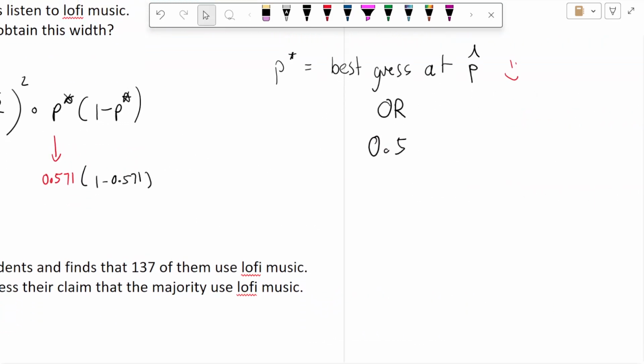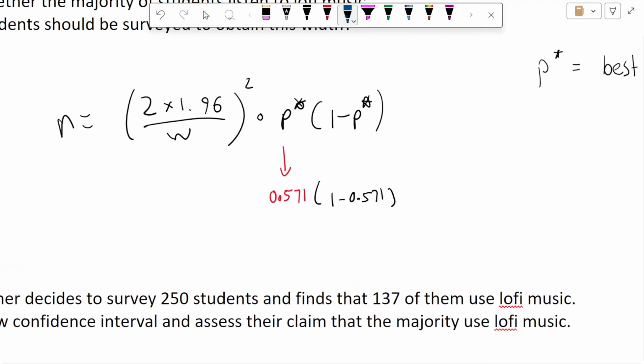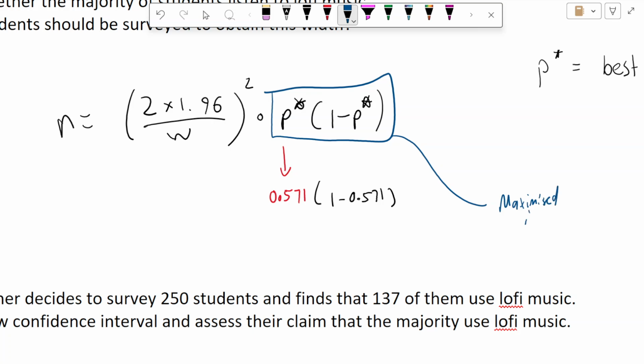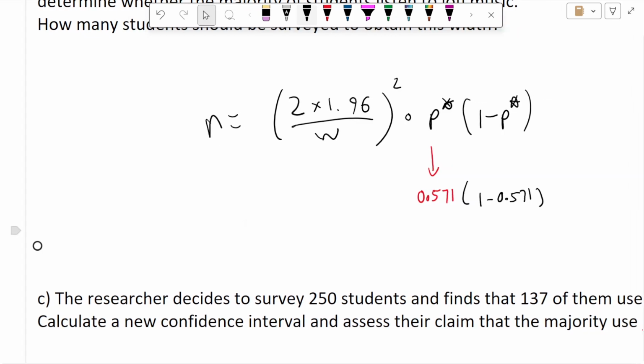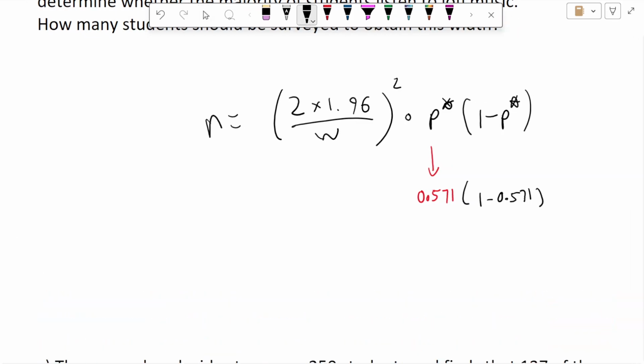Now, I'd really encourage you to think about why this is true, but basically it's for the worst case scenario. So this little bit here is maximized if P star was 0.5. So this is like the worst case. I'd really encourage you to think about why it is that P star being 0.5 gives you the biggest possible value for that whole bit there. Okay, but at any rate, we've got 0.571, so we'll just use that.